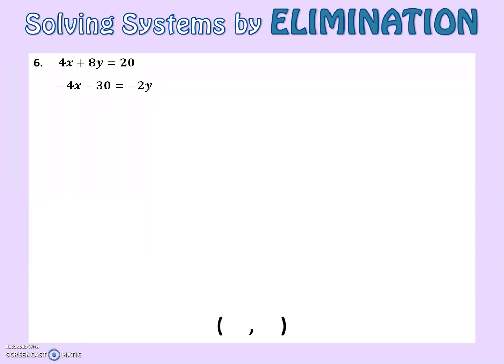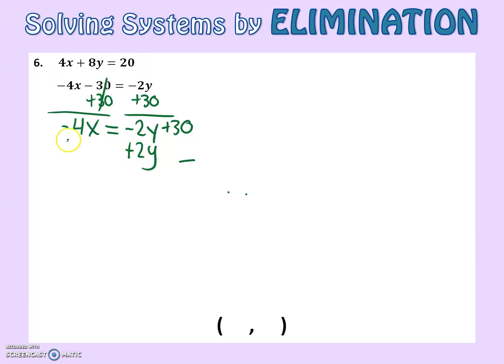So in order to change that all up, I'm going to go ahead and add 30 to both sides. So I'm left with negative 4x equals negative 2y plus 30. Okay? And now, again, the negative 2y needs to be moved over here, so I'm going to go ahead and add 2y. And again, you can't actually add negative 4x and 2y, but I can just rewrite it as negative 4x plus 2y equals 30. And that's what we want it to look like.